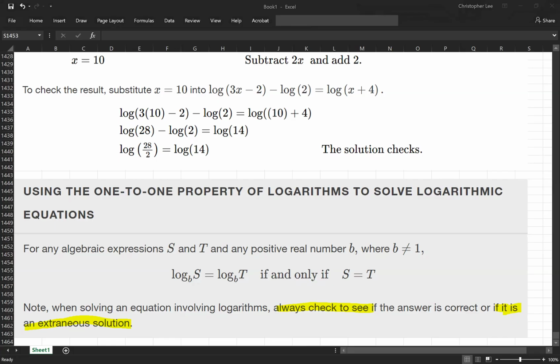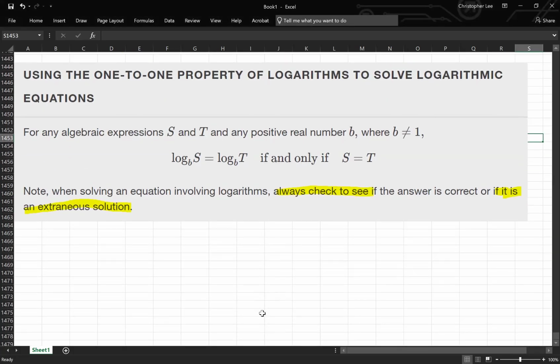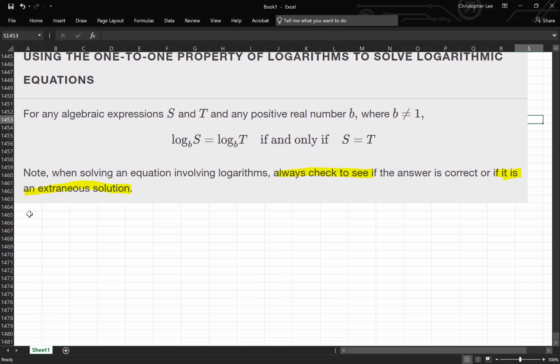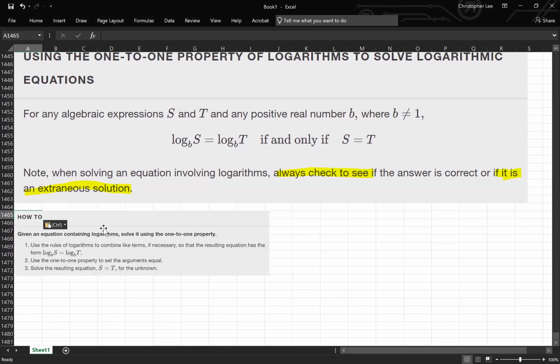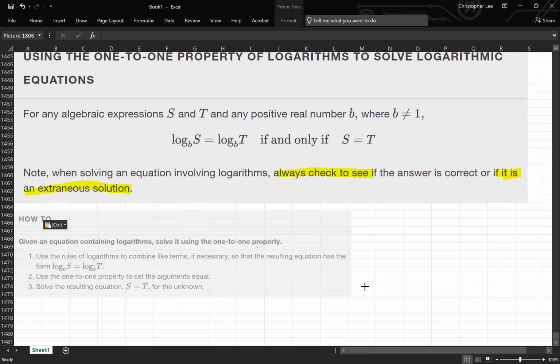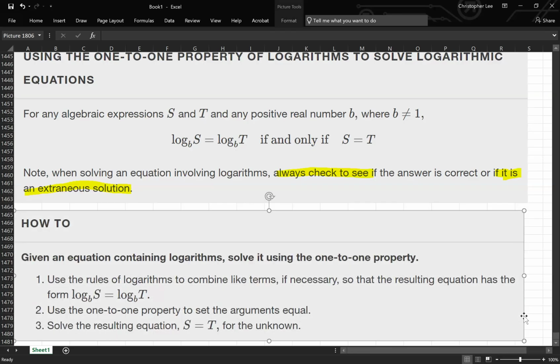I mean, yeah, if it's negative, it's not going to work. But if it's positive, then you know. If you get two answers and one is negative, one is positive, the answer is the positive one.